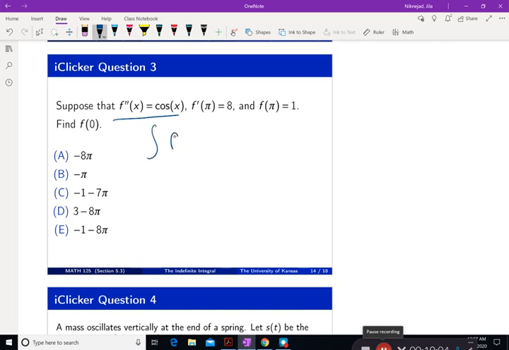So I do the antiderivative of f double prime of x. And remember, f double prime is the derivative of f prime. So this should be f prime of x plus c. And then let's do another antiderivative. First compute. That would be equal to the antiderivative of cosine, which is sine. Let's see. Now, let's try to find f of x, and that would be another antiderivative.